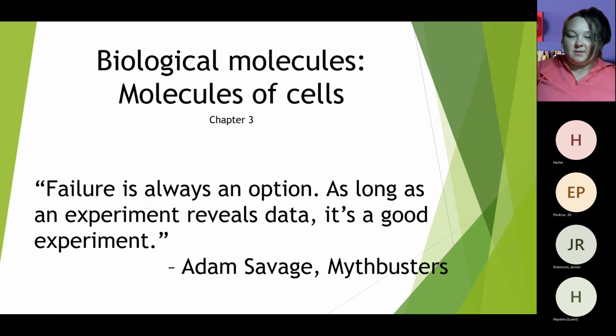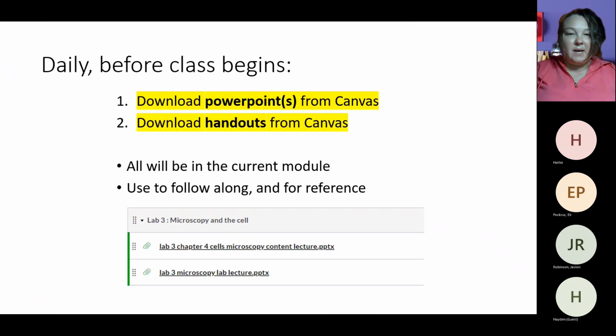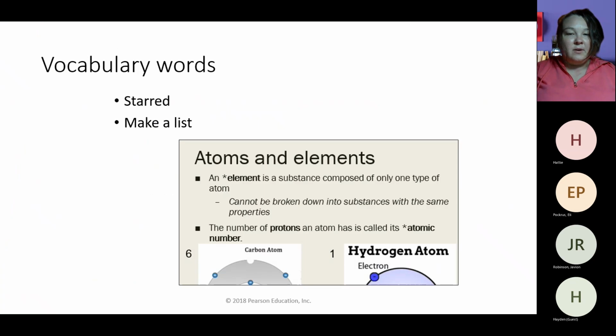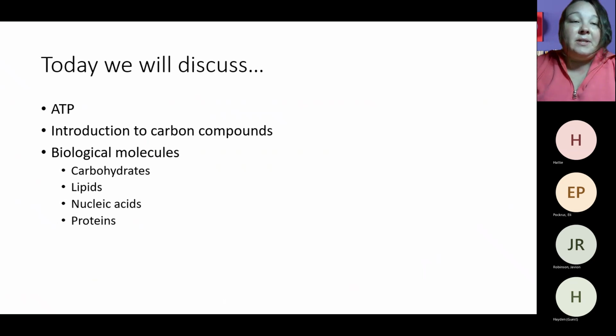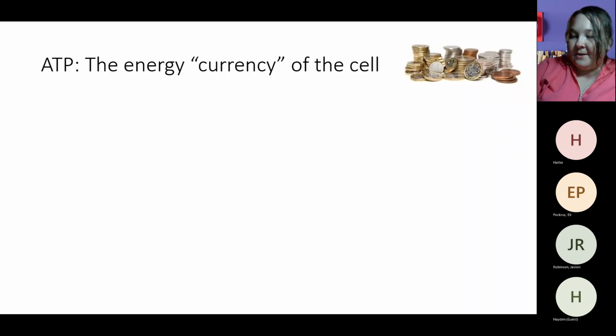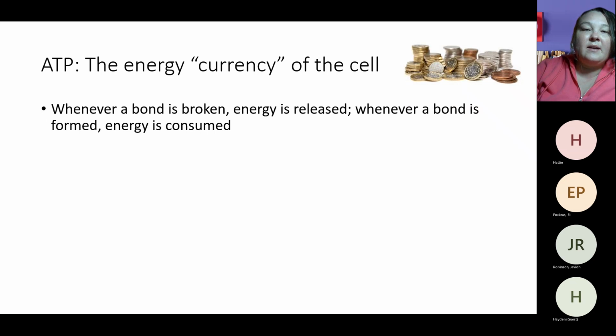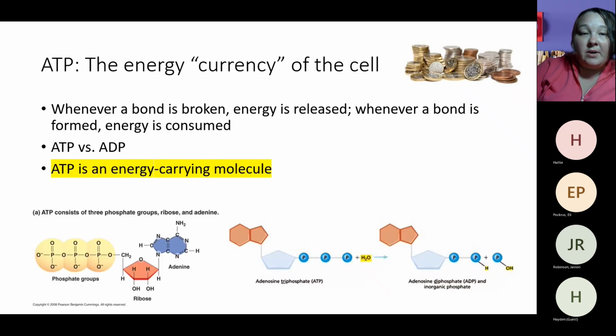Biological molecules. These are molecules made by living things. Remember that vocabulary words are starred. Here's what we're going to discuss today: ATP, carbon compounds, and the 4 classes of biological molecules, which are carbohydrates, lipids, nucleic acids, and proteins. Let's talk about ATP. It's the energy currency of the cell, and it's called that because it is an energy carrying molecule. Whenever a bond is broken, energy is released, and whenever a bond is formed, energy is consumed.